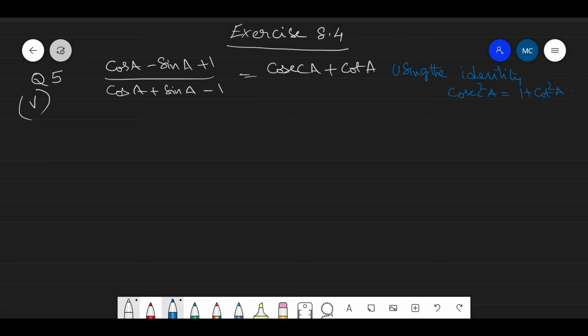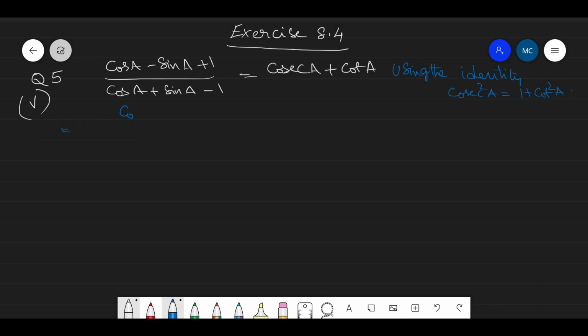Here in the RHS, it is given as cosecant A and cot A. If you observe carefully, cosecant A is equal to 1 by sin A and cot A is equal to cos A by sin A. That means we need to have sin A somewhere in the denominator. So what we will do? We will divide both numerator and denominator with sin A.